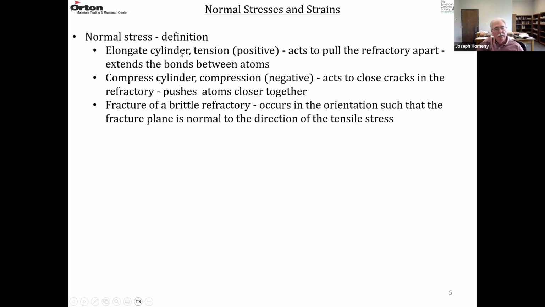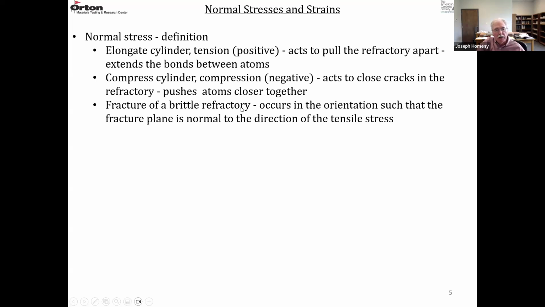So we elongate a cylinder, we put it in tension. Basically, we're pulling the refractory apart. We're stretching or extending the bonds between the atoms. If we compress the cylinder, put it in compression, well, we're probably closing microcracks, but we're also pushing the atoms closer together.